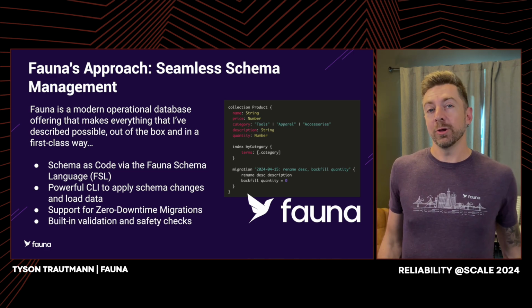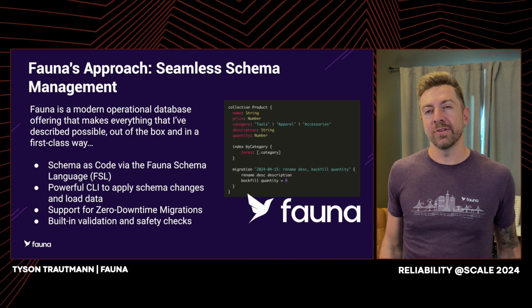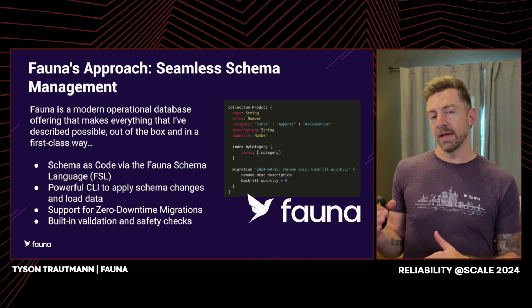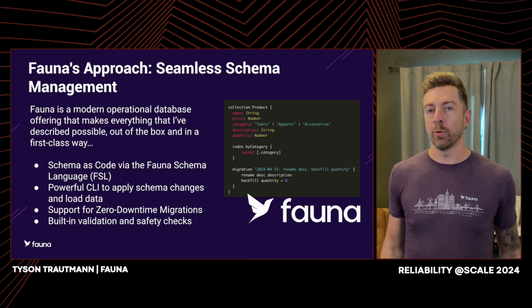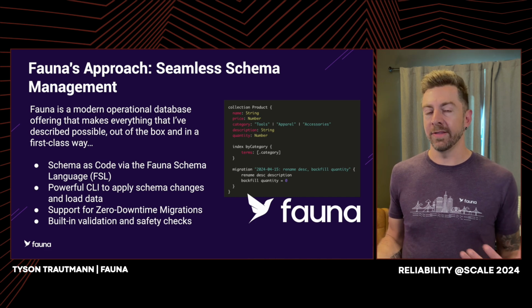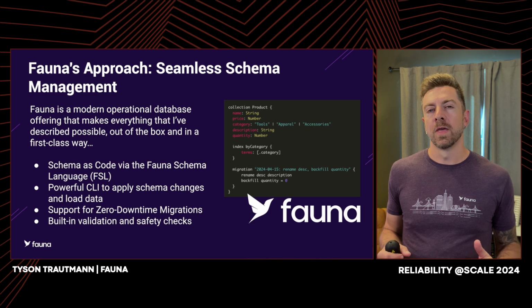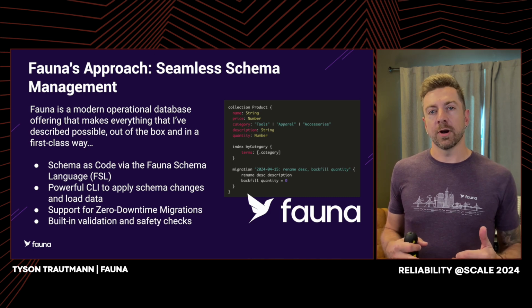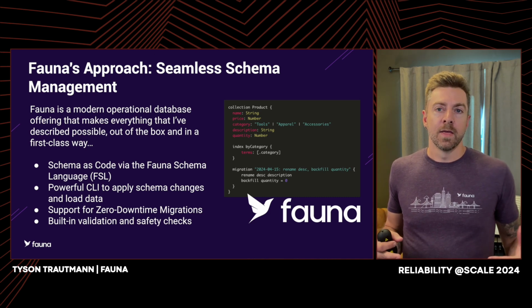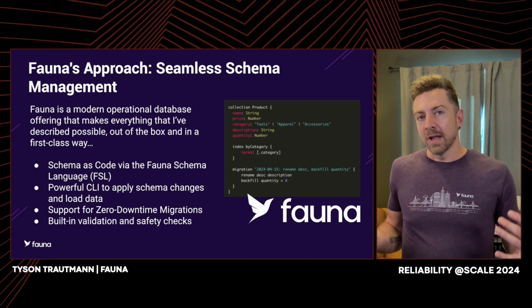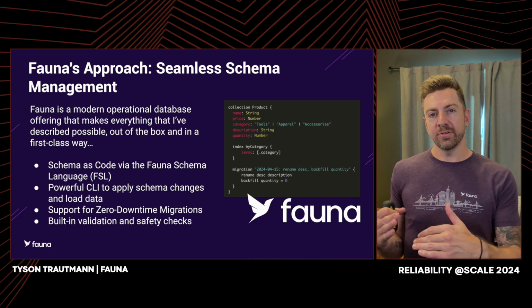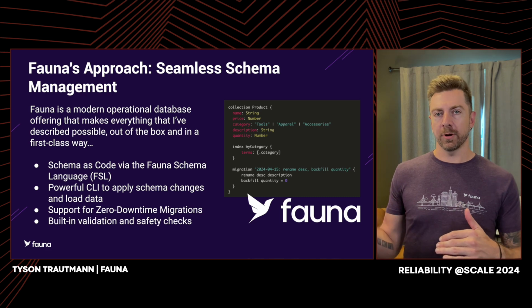And Fauna will look at those migration steps. It will ensure that they're valid and that they will complete successfully before applying them. So you'll never end up in a bad state. And it will always apply them with zero downtime. So schema changes are applied transactionally, and there's no locking or anything like that. Changes are applied just in time for subsequent requests that come in.